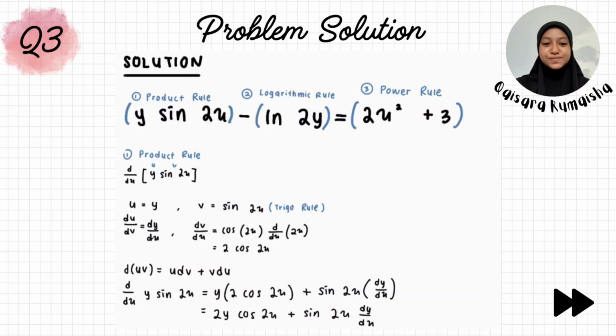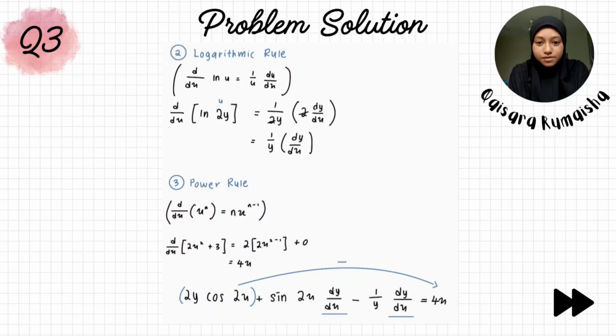Next, we differentiate the term natural logarithm of 2y. By using the logarithmic differentiation rule, the derivative of ln u is 1 over u du over dx. Since u equals 2y, the derivative is 1 over 2y times 2 dy over dx. We eliminate the 2, and it becomes 1 over y dy over dx.